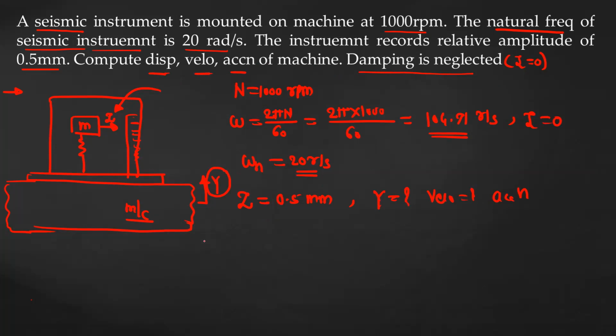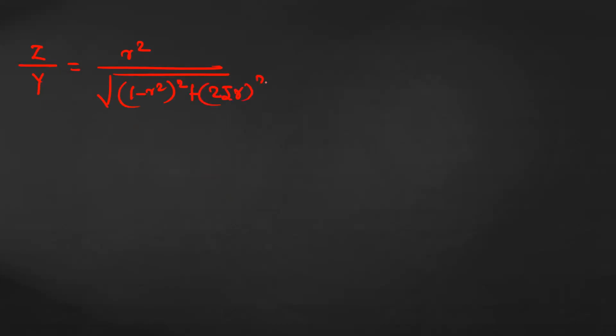As this is a vibrometer, we should use the equation of vibrometer. So the vibrometer is Z upon Y, which is equal to R square upon square root of (1 minus R square) bracket square plus (2 zeta R) bracket square. Z is given, which is equal to 0.5 mm. So this is 0.5 into 10 raised to minus 3 meter. Y is unknown.